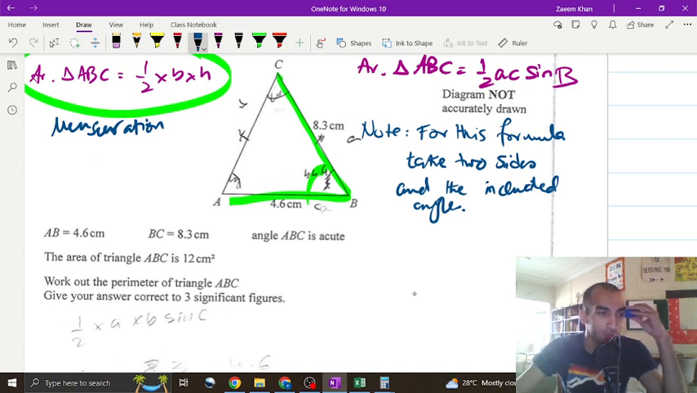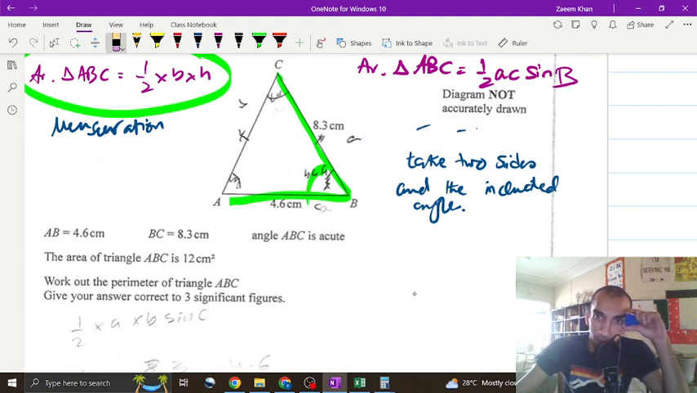Anyways, for this formula, take two sides and the included angle. If you're done writing down this note, I'll erase this and I'll solve the rest of the question.